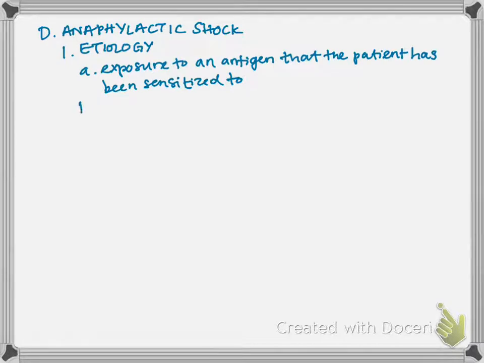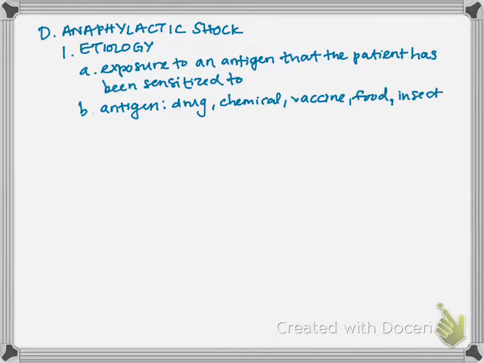These types of antigens can be a drug, a chemical, a vaccine, a food, like we mentioned peanuts, insect venom, like in My Girl. Do you remember when Macaulay Culkin was allergic to bees? Anybody seen that? Yeah. So sad. So anaphylactic shock could be in response to any of those antigens.